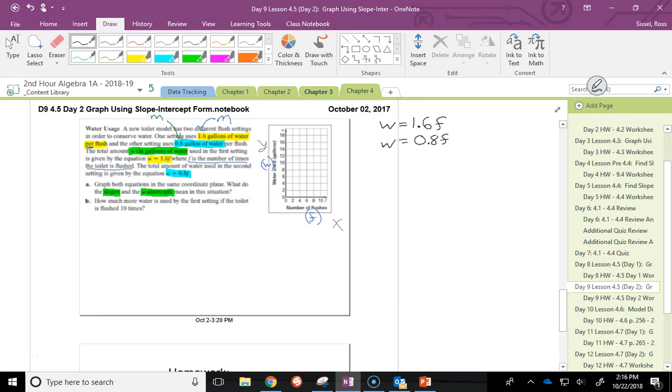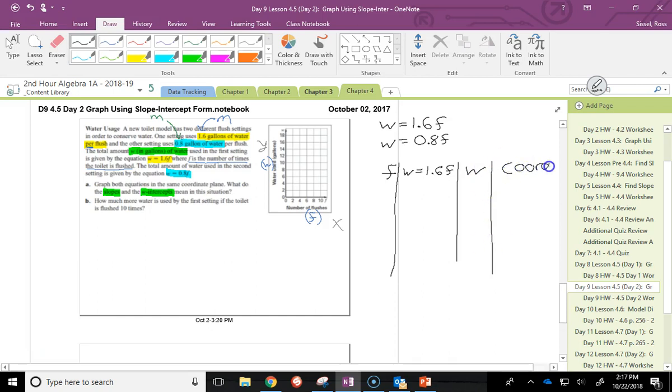Okay, so the way we're going to solve this is a couple different ways. First, and the best way we are going to use, because it's not even whole numbers, is I'm going to make a table. And in this case, I would have just said X, but remember that's being replaced by F. And I'm going to say flushes F. And then we put in our equation, W equals 1.6 times F. And then I want to get out to my total amount of water. And I'm left with my coordinates.